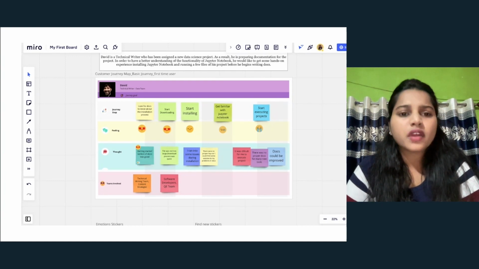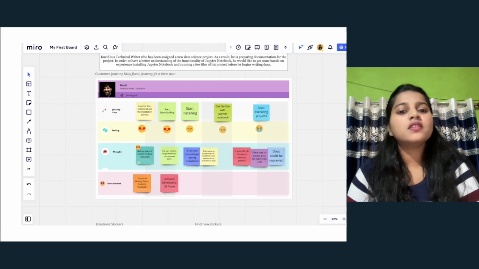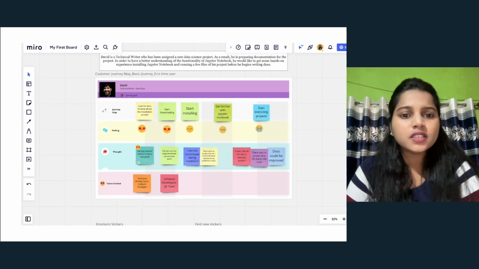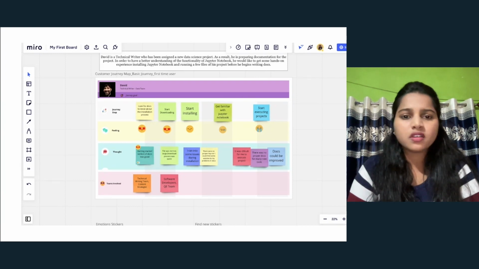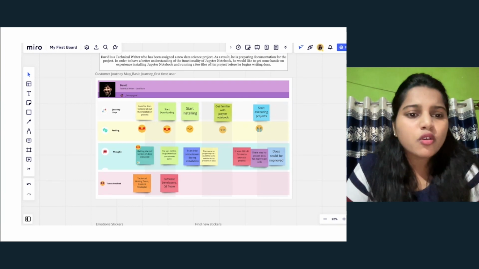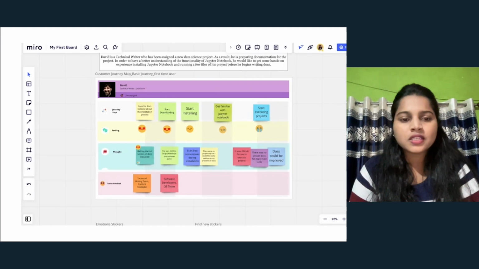Then he'll try to start downloading the Jupyter Notebook. Then he will try to install it. Later, he will get familiar with the Jupyter Notebook UI and then he'll start executing his projects. Below, I have mentioned his feelings and experiences at every step.